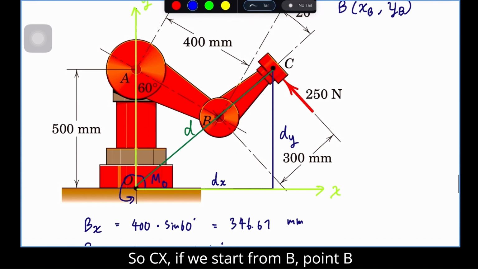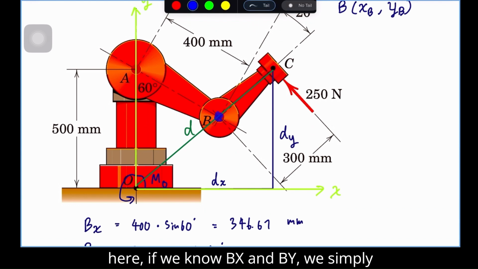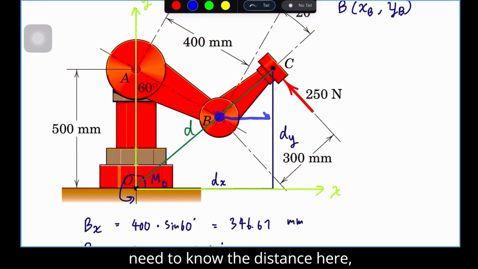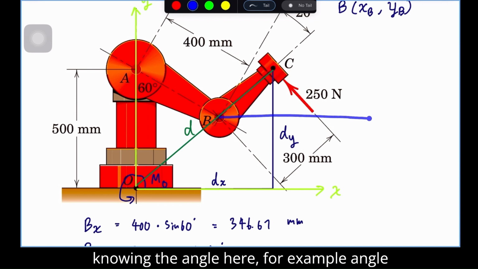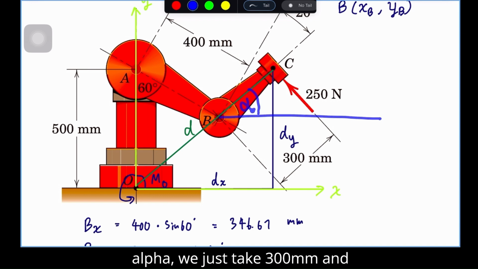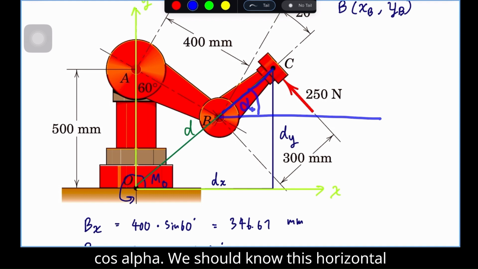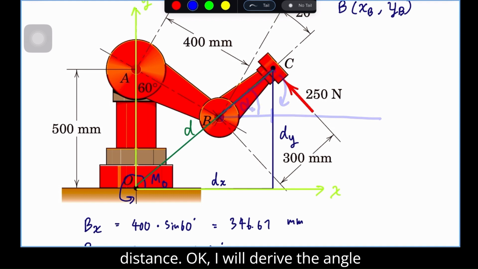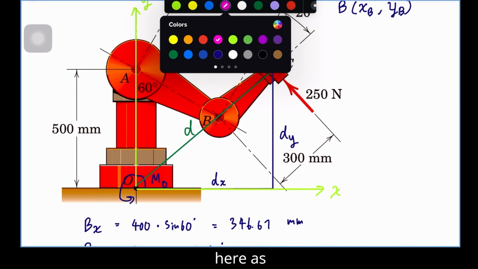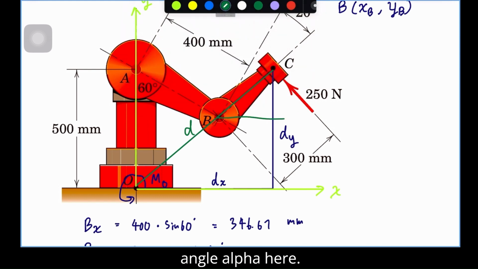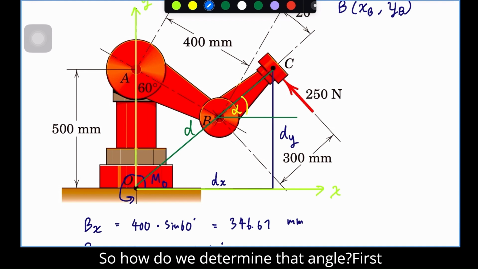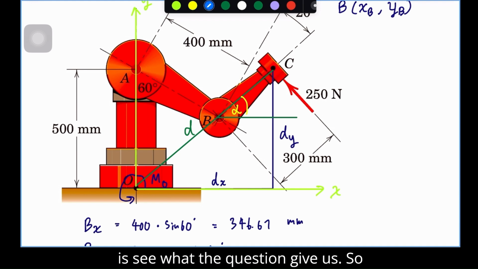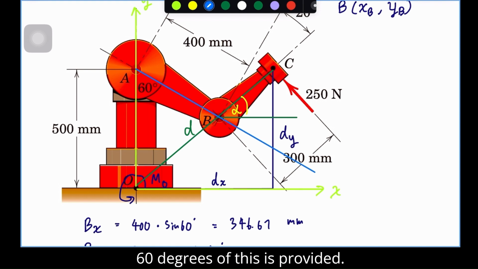So for cx, if we start from point B, and we know bx and by, we simply need to know the distance here, which can be found if we know the angle here. For example, angle alpha, we just take 300 millimeters times cos alpha, and we get this horizontal distance. I will denote the angle here as alpha. So how do we determine that angle? First, we see what the question gives us. The 60 degrees here is provided.